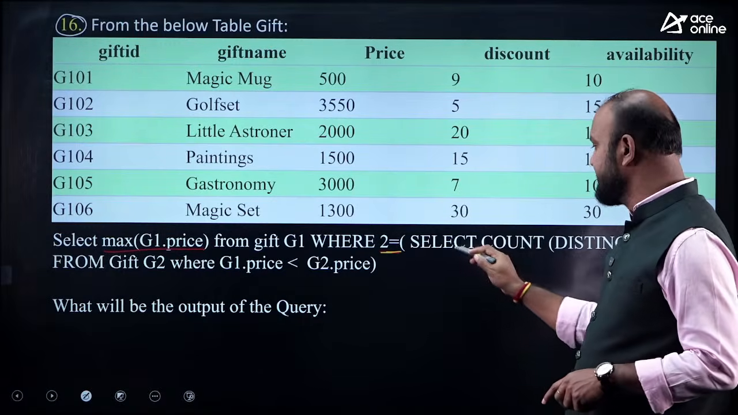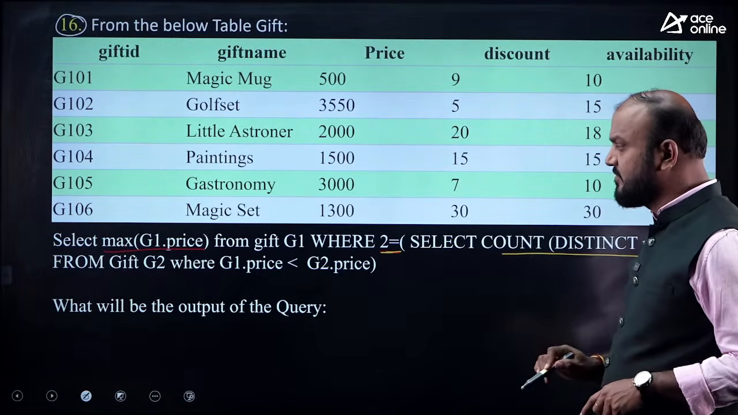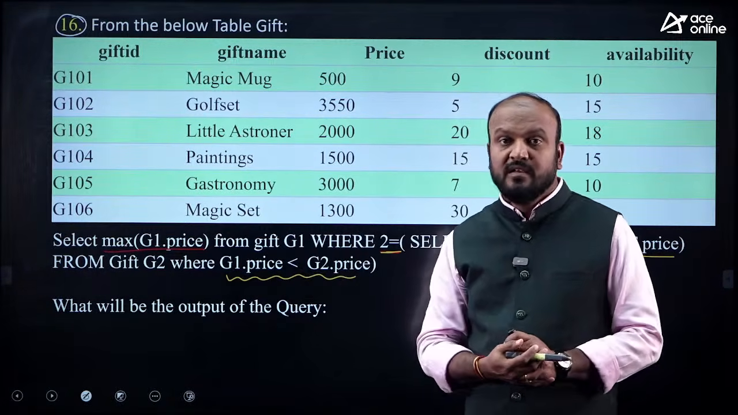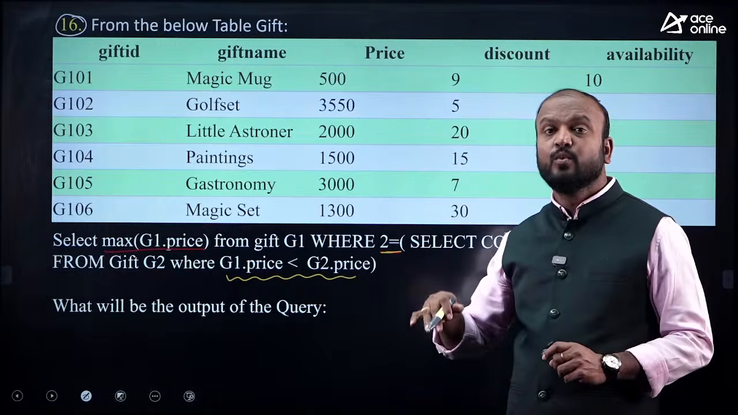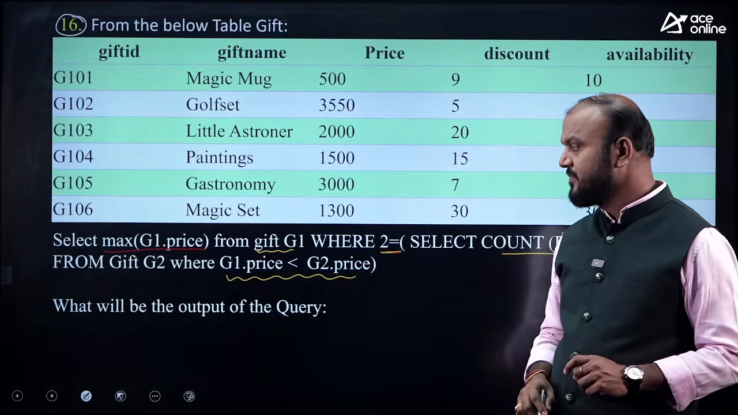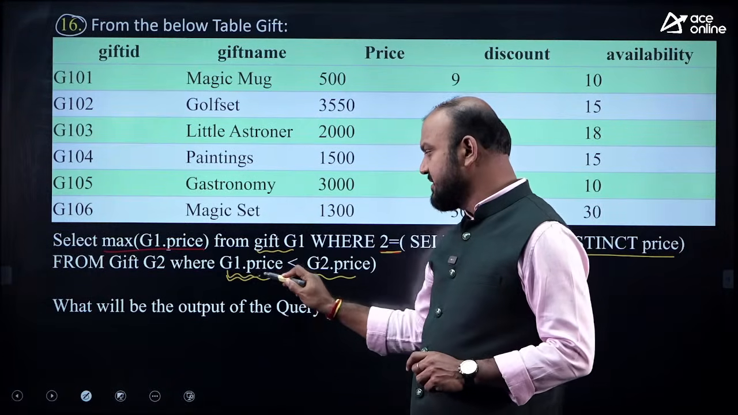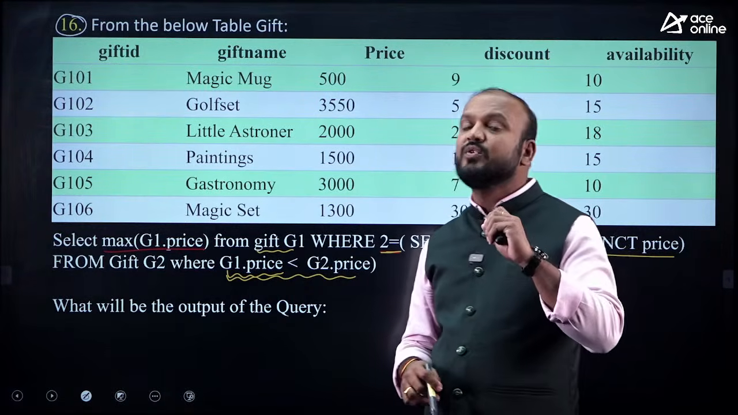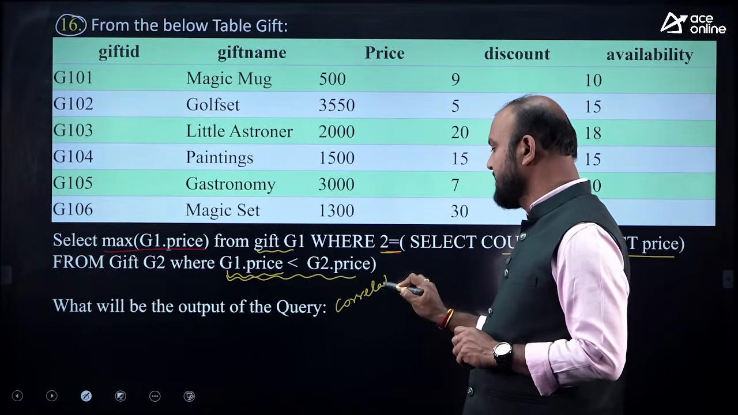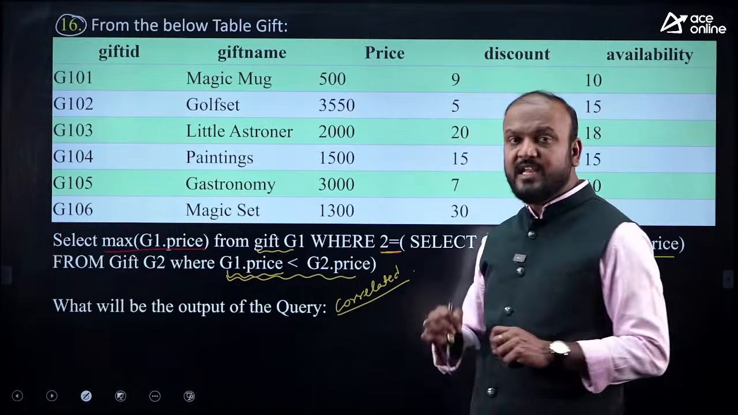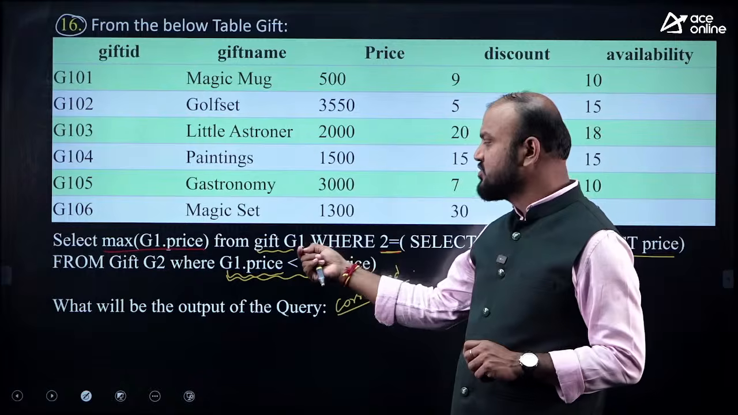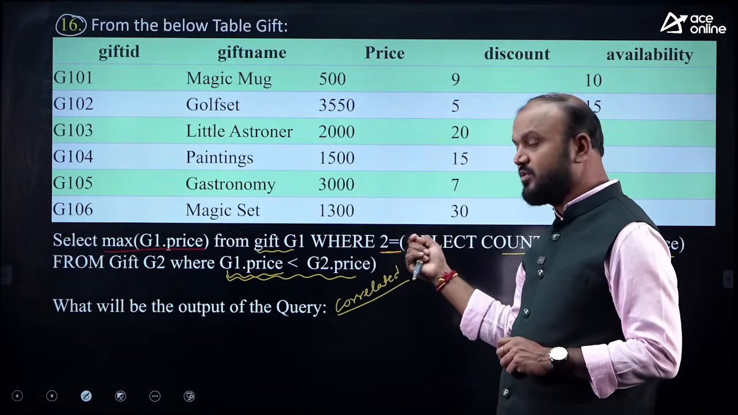What is the inner query finding? Select count of distinct price from gift G2 where G1 price less than G2 price. Here there is one outer query and one inner query. The outer query is gift G1, the inner query is gift G2, and the outer reference G1 is used in the inner query. Whenever an outer reference is used in the inner query, such a query is called a correlated subquery. For a correlated subquery, for each row of the outer query, the inner query has to be verified. That means for each row of gift G1, the inner query is going to be verified.